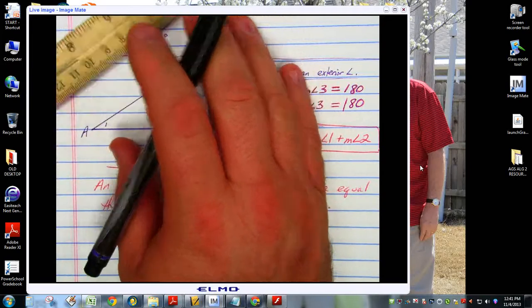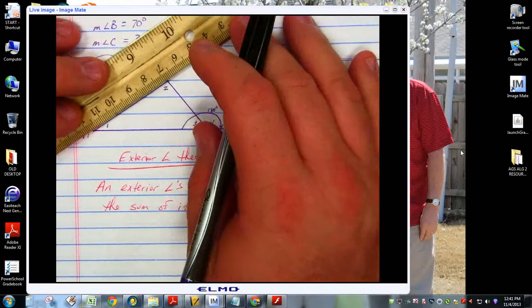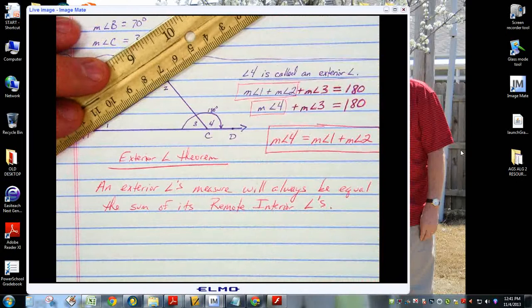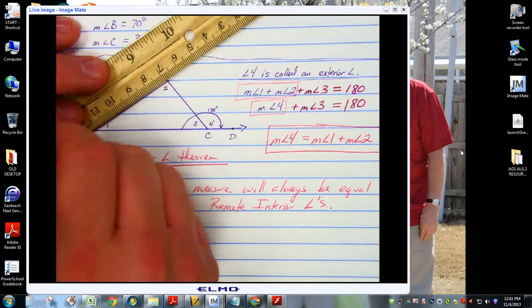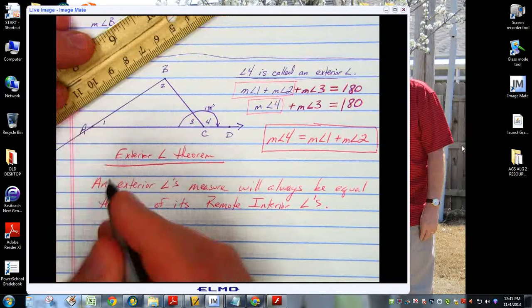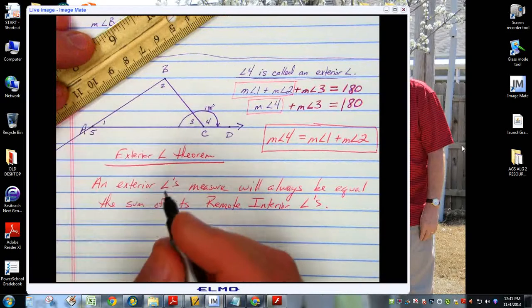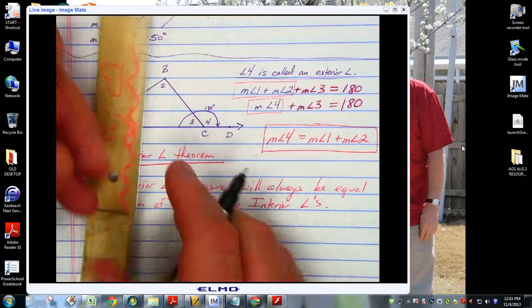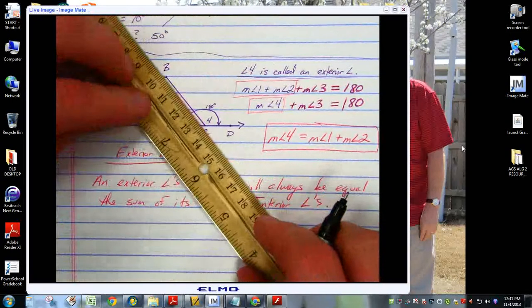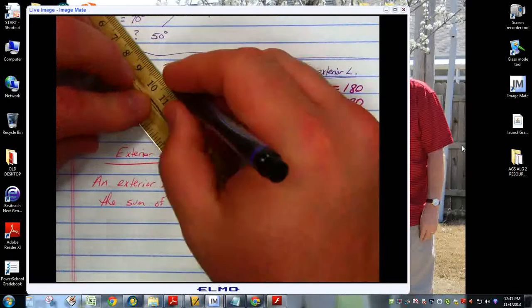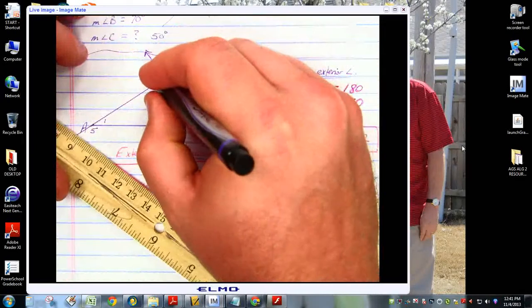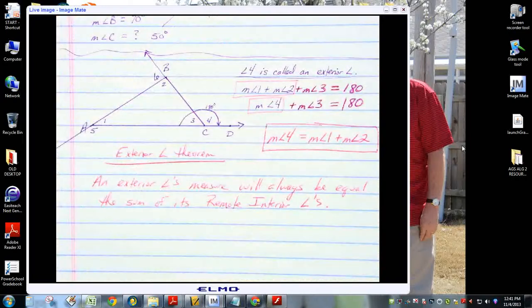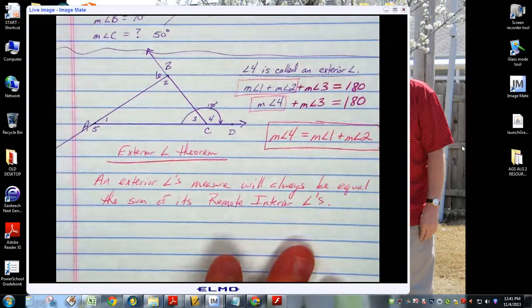Can you read it? For more fun, I'm going to draw another exterior angle. Then I'm going to draw another. I'll make 5 and angle 6.